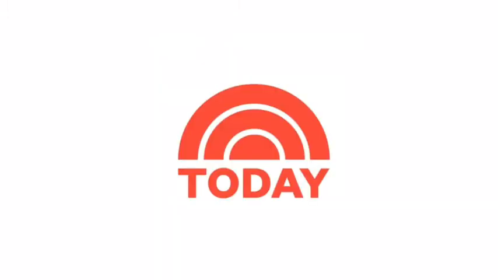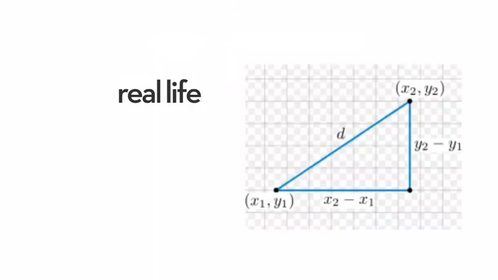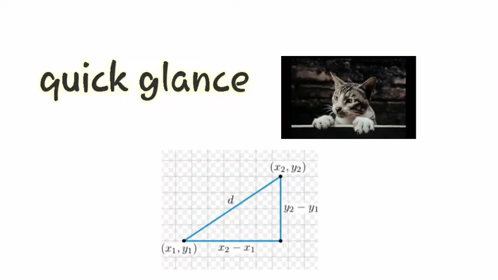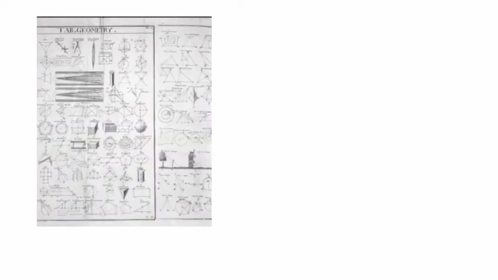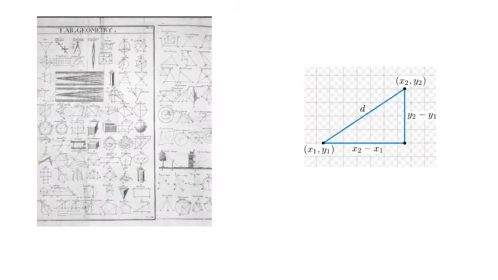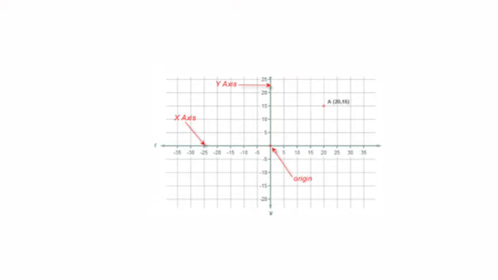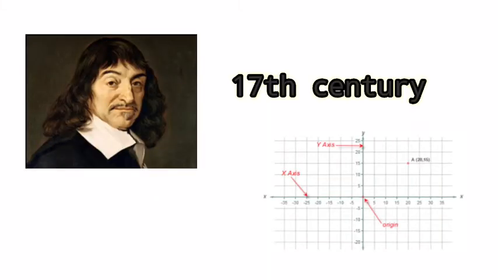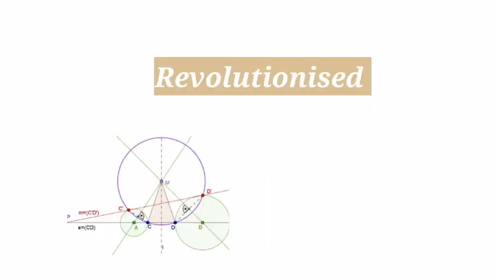In today's episode, we'll be discussing real-life applications of coordinate geometry. But before that, let's get a quick glance at coordinate geometry so that the video is even more interesting and everyone can understand it. So basically, in classical mathematics, analytical geometry, also known as coordinate geometry or Cartesian geometry, is a study of geometry using a coordinate system. René Descartes invented Cartesian coordinates in the 17th century, which revolutionized mathematics by linking Euclidean geometry and algebra.